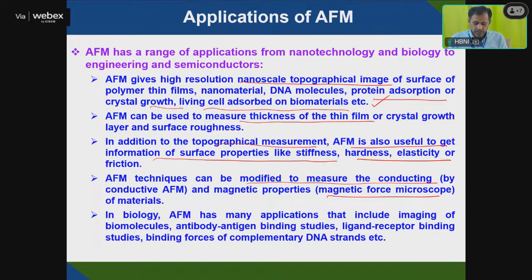In biology, AFM has many applications, including imaging of biomolecules and antibody-antigen interaction. You can see the binding force. You can find out the ligand receptor binding mechanism or the binding force of complementary DNA strands, like two DNA strands in the double helical structure, all those complementary information you can get.